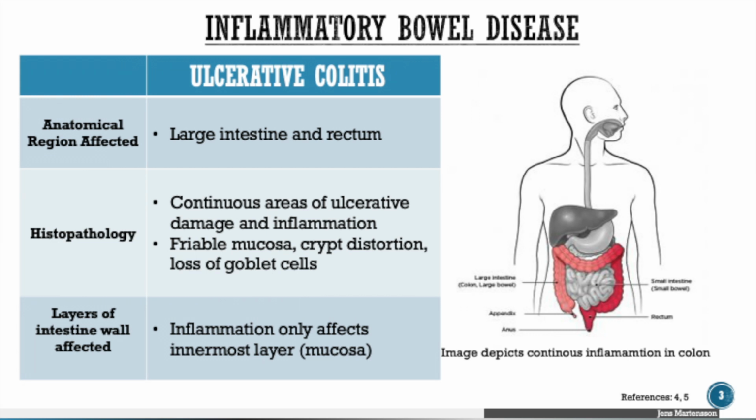Ulcerative colitis is an immune-mediated disease that affects only the large intestine and rectum. Damaged areas are continuous and confined to the mucosal layer, and histological features include a red, friable mucosa, scattered with ulcers, a loss of goblet cells, crypt distortion, and abscesses.